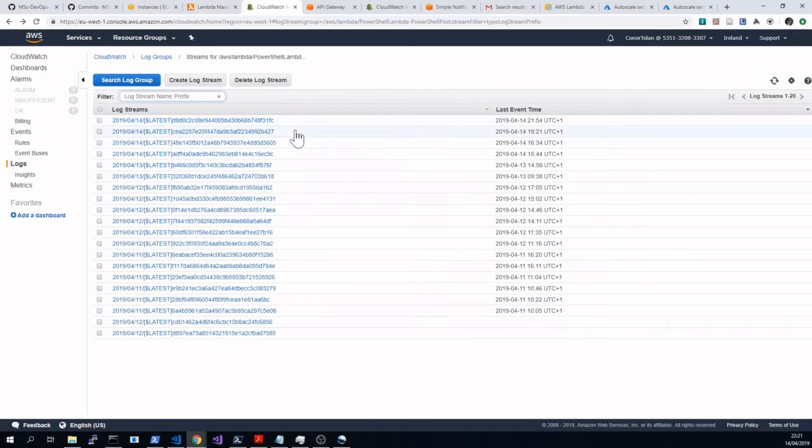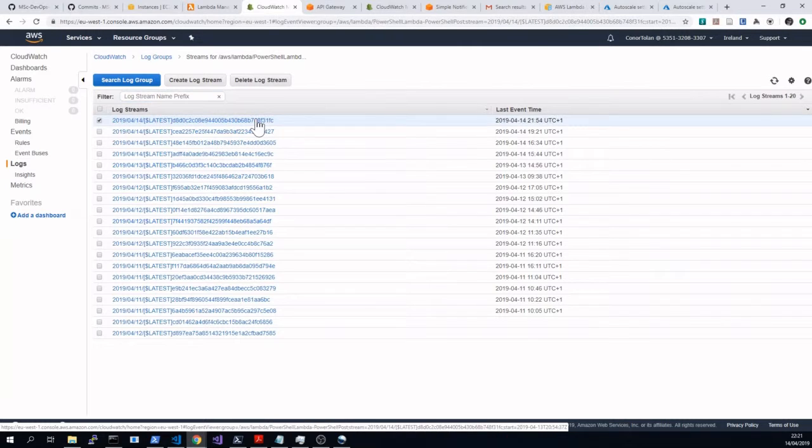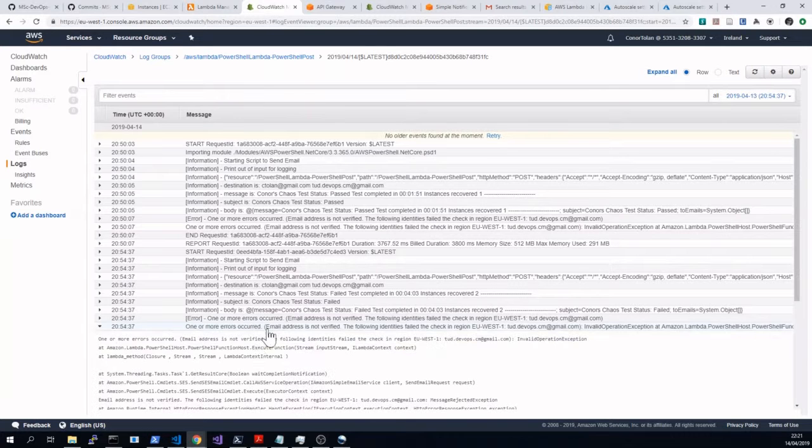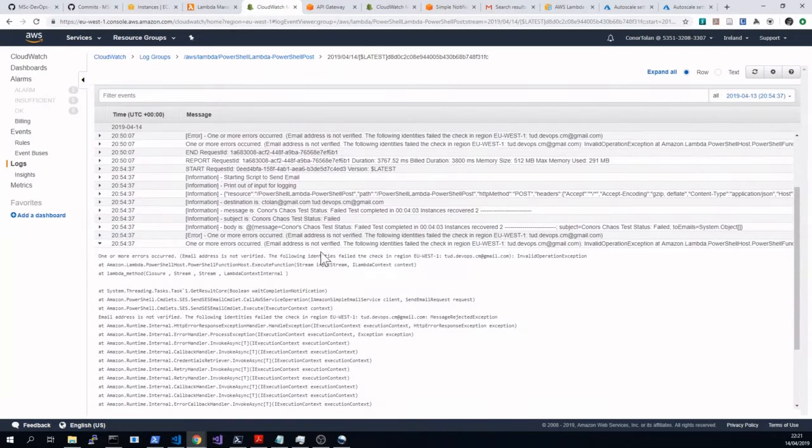So I went and I checked the logs in CloudWatch, and yes, that is the problem. There's an error, as you can see here. One more error occurred. The email address is not verified. So because the TUD email address is not verified, it is causing an error in the Lambda or in the SES commandlet. So the emails are not being sent to that account or to my own account. That is why those emails are not going through.